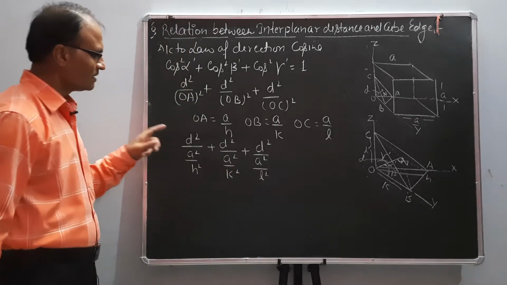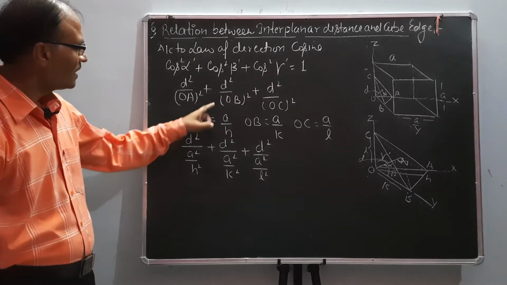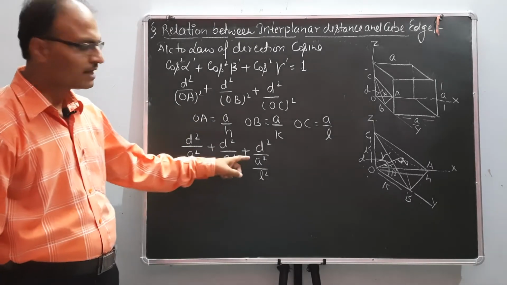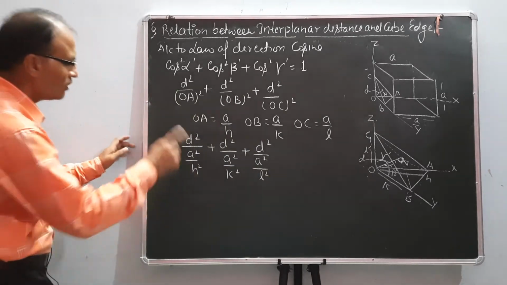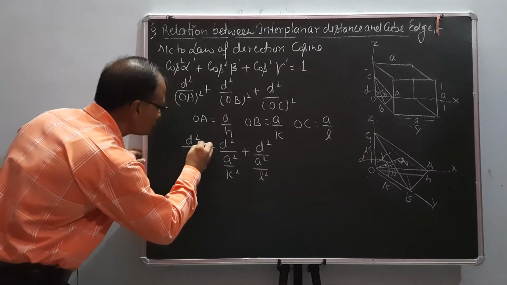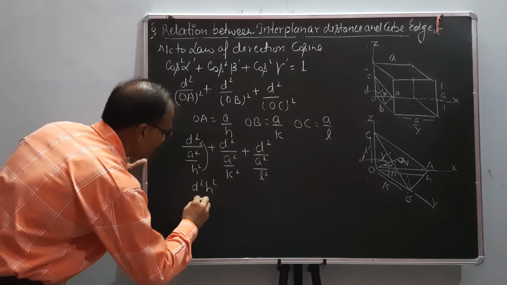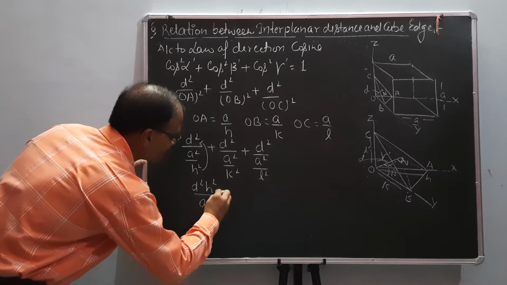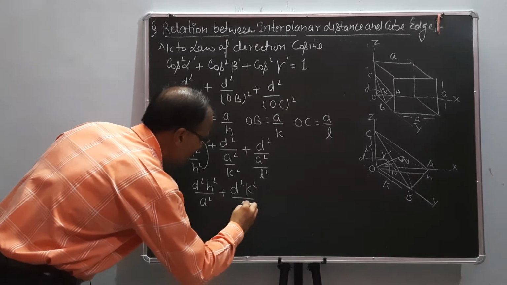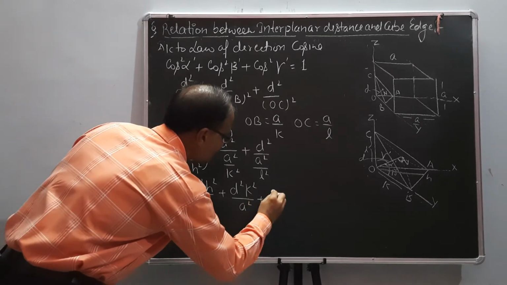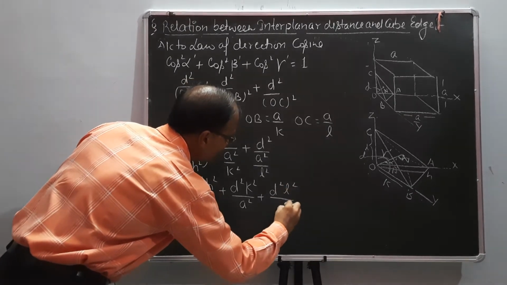This is the equation. d square upon a square upon h square, this is the value of OA. Another one, OB, is a square upon k square, and another one is a square upon l square. Now this value is moved to the upper side. So the value is d square h square upon a square plus d square k square upon a square plus d square l square upon a square.